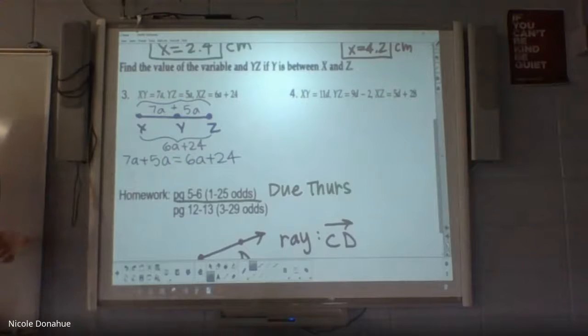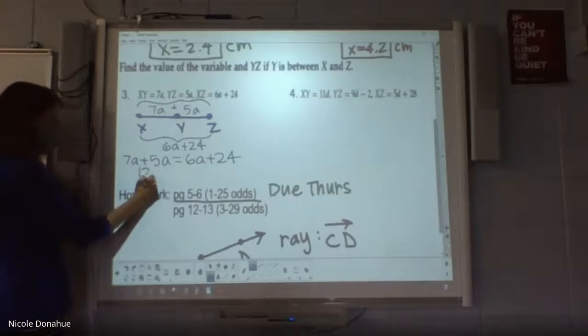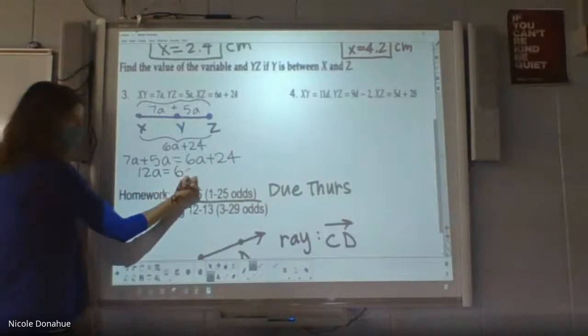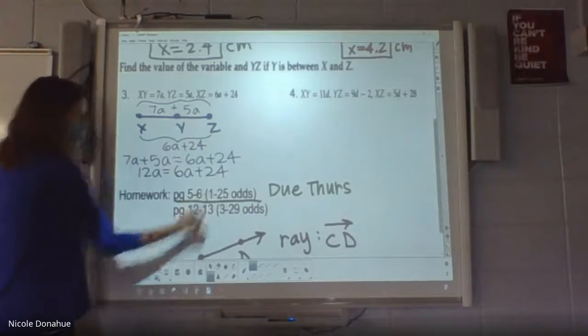7A and 5A, some of you guys are like, why didn't you just write that as 12A? I'm probably going to over-show my steps just because someone looks away and they're like, what just happened there? Or they're watching on video. So 12A equals 6A plus 24.